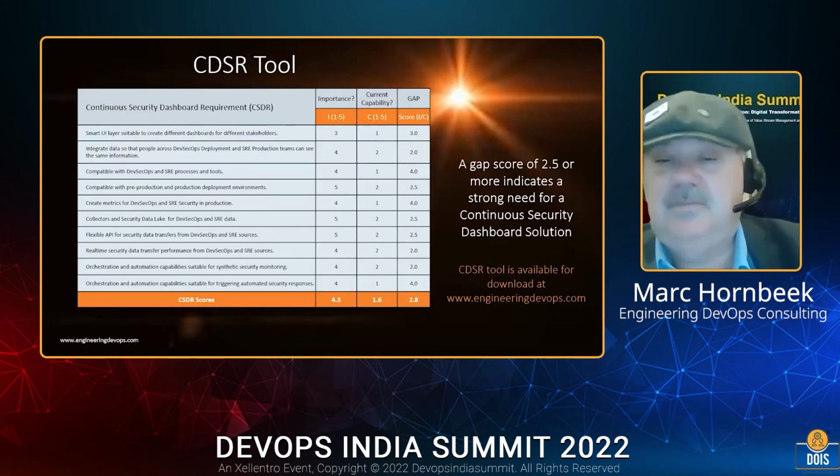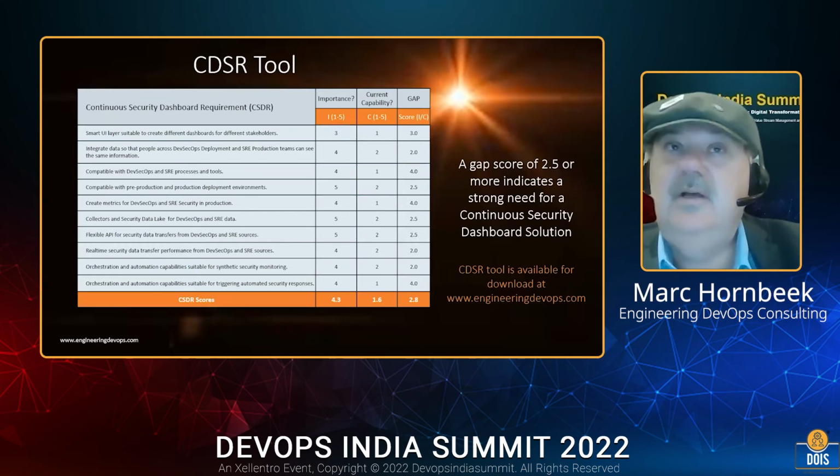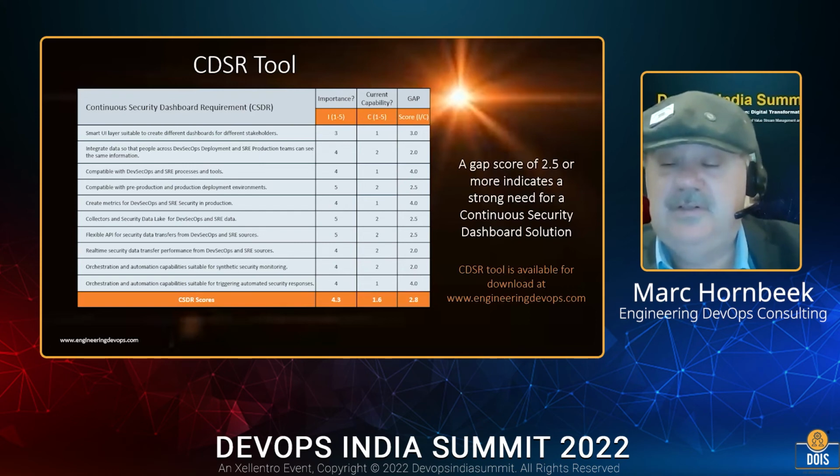The prior charts explained a number of requirements that are addressed by a continuous security dashboard architecture. So how do you know if your organization needs such a solution? The chart shows a simple tool I call the continuous security dashboard requirement tool that you can use to assess your organization's continuous dashboard requirements. For each requirement statement in the chart, you simply enter an importance score and a current capability score. The tool then uses the scores to compute a gap, and that will lead you towards identifying your priorities and requirements.